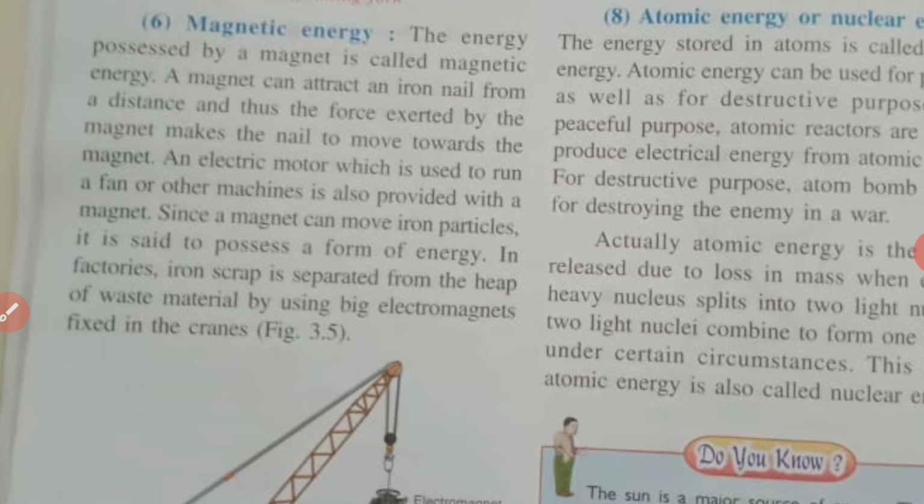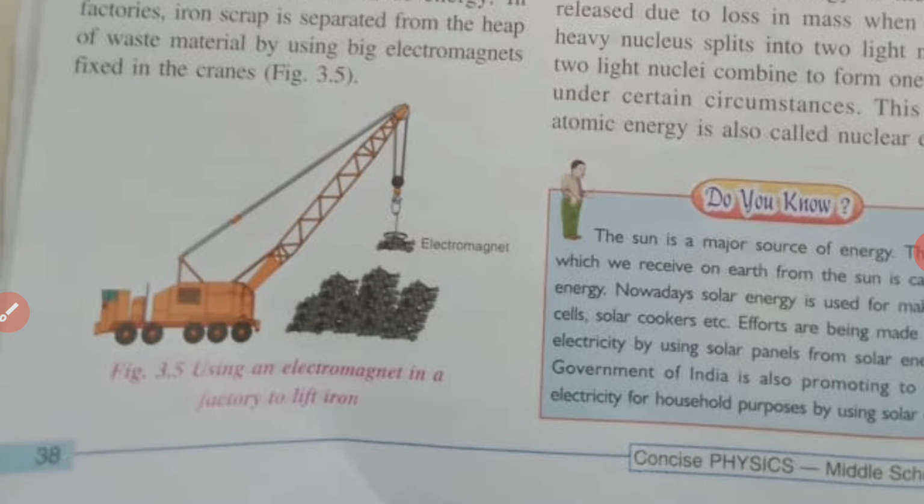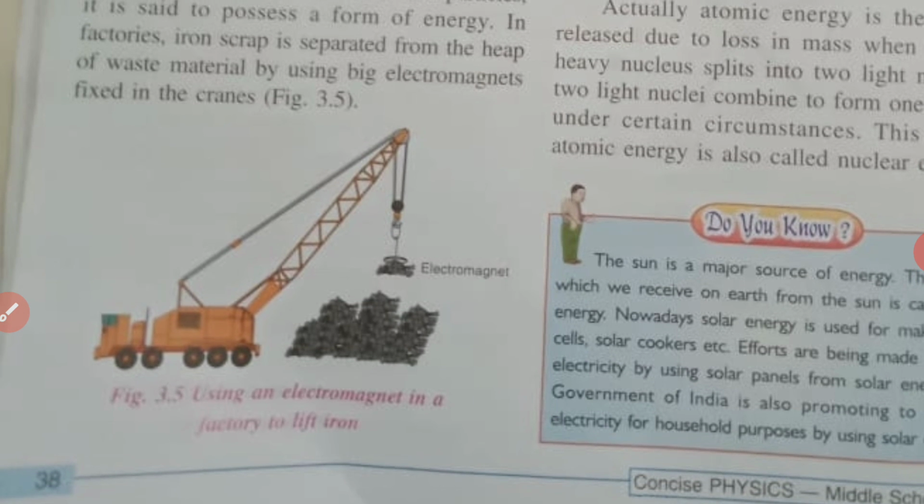So an electric motor which is used to run the fan or other machines is also provided with the magnet within it, which creates the motion. Since a magnet can move iron particles, it is said to possess a form of energy. In factories, iron scrap is separated from the heap of waste material by using electromagnets fixed in the cranes. So what are electromagnets? Again, we have to discuss this afterwards, when you do electricity. So using electromagnets can separate the heaps of iron from the waste material also.